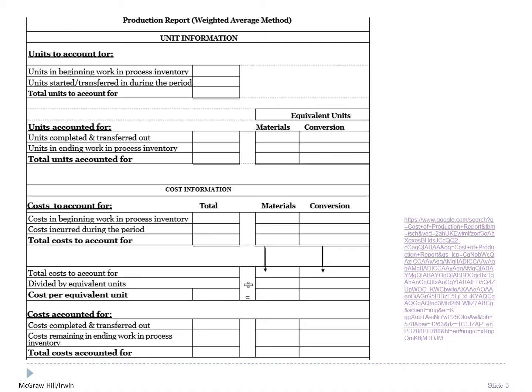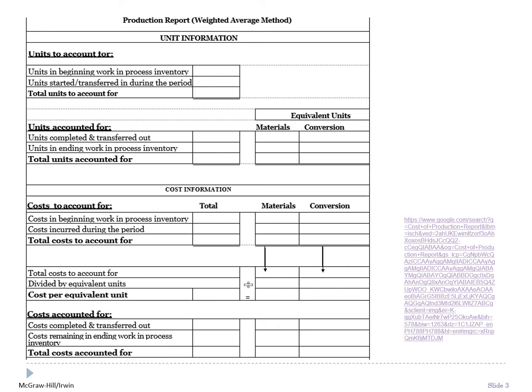In the job order costing system, to track the cost of each job, we have the job order cost sheet. Now, in the process costing system, to record or track the costs for each department, we have what we call the cost of production report. You can see on the slide the typical format for a cost of production report.